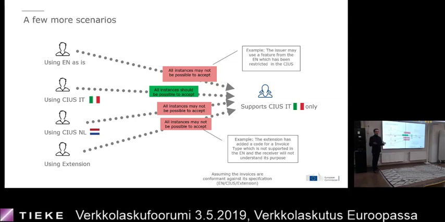PEPPOL, the PEPPOL BIS, as I mentioned, is a CIUS. It has made restrictions on the European standard. And why? There are some reasons. In the case of PEPPOL, for example, the endpoint identifiers, the elements that you use to identify the buyer and the seller in the network, are mandatory in PEPPOL. They are optional in the European standard. So that is one example of a restriction in the PEPPOL CIUS. But PEPPOL has also made other restrictions.